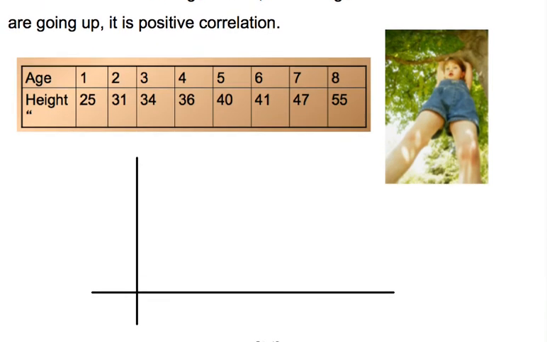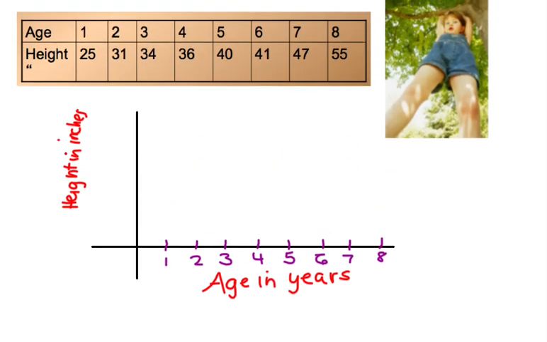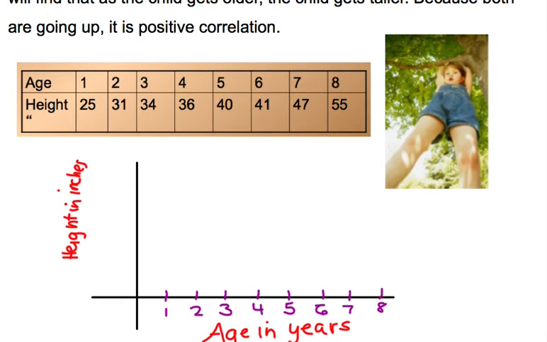So we're going to go ahead and label our axes. The bottom is the age in years. The vertical axis is the height in inches. You always need to have your units. And now if you remember, we have ages 1 to 8. This is what I'm going to label down here. All right. And then our heights, in inches, range from 25 to 55.